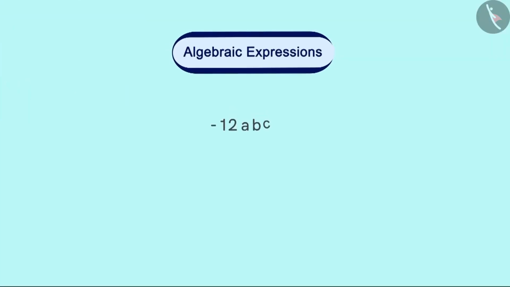Now, look at this expression. This expression has only one term. This is a product of minus 12, a, b, c. So we can say that minus 12, a, b, c are the factors of this expression.